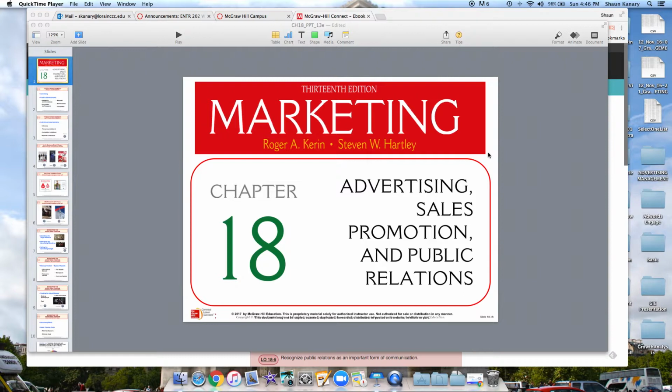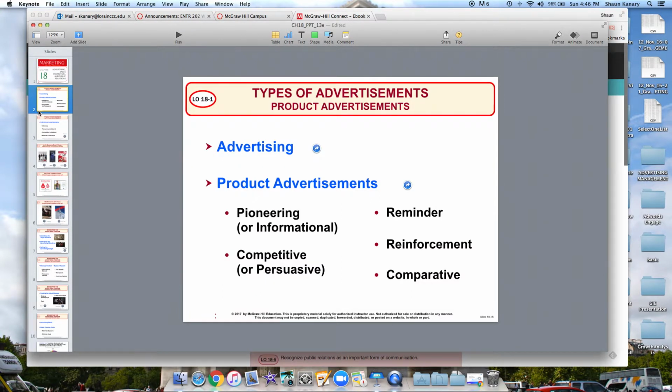This week we'll be talking about advertising, sales promotion, and public relations. When we talk about advertising, we talk about the different types of advertisements that are out there. The first advertisement that is out there is a product advertisement. Now this is an informational or persuasive type of advertisement that focuses in on a particular product or service. It serves as a product reminder or reinforcement or compares it against another product.